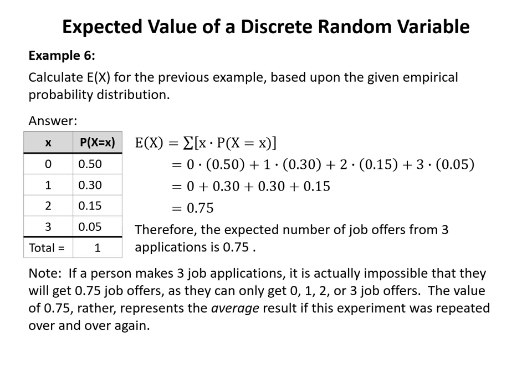What the value of 0.75 here represents, though, is the average result if this experiment was repeated over and over again. So one way you could think of this is if, say, a large number of people in a similar population from which this empirical data was collected were to go out and make three job applications, then we would expect that the average number of job offers among that group of people would be 0.75. It would be the average of all of the people's results.